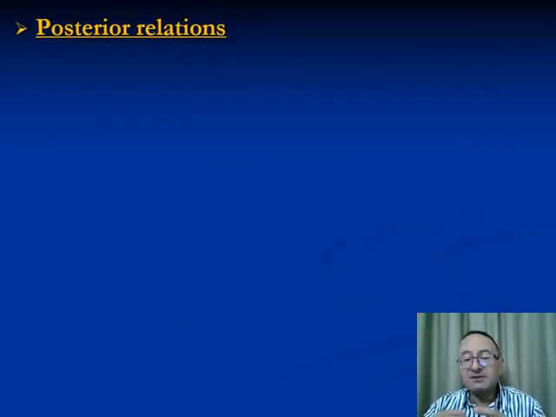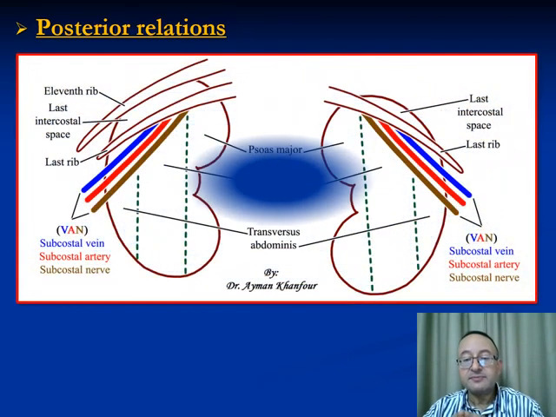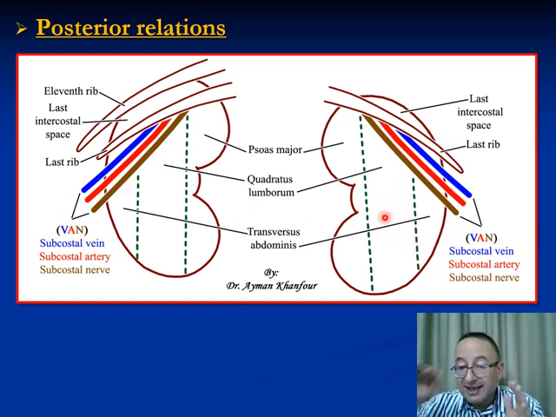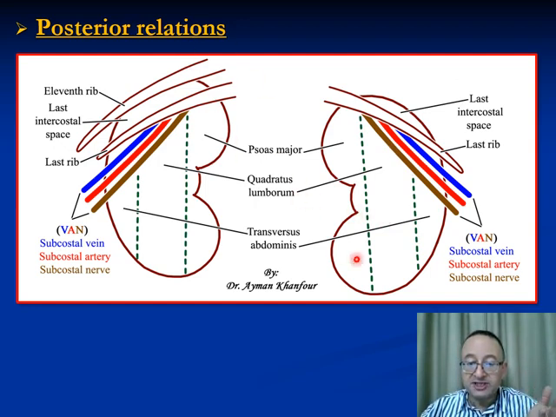Now, what about the posterior relations of the kidney? Now I'm looking from behind. So, this is the right side and this is the left side. This kidney is slightly lower down. Actually, the posterior relations are related to 4 large structures and 4 small structures. What are those? We'll see now.